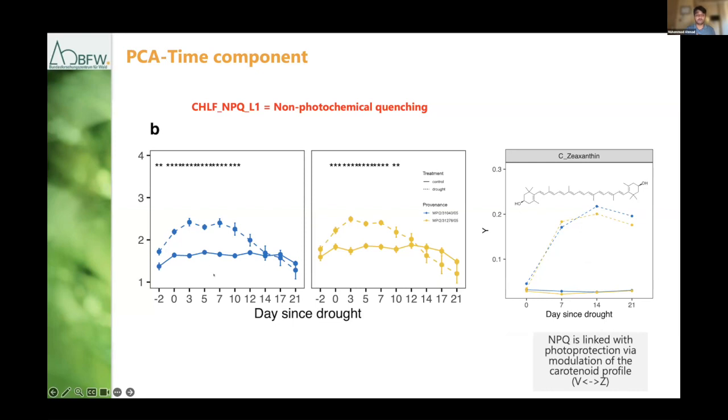And what we also see is that there were temporal differences in how non-photochemical quenching is activated between different populations. Non-photochemical quenching works with the increase in certain metabolites, for example, zeaxanthin. And in parallel, we see that this compound was also increased under drought stress, meaning that both data sets were highly supporting each other.